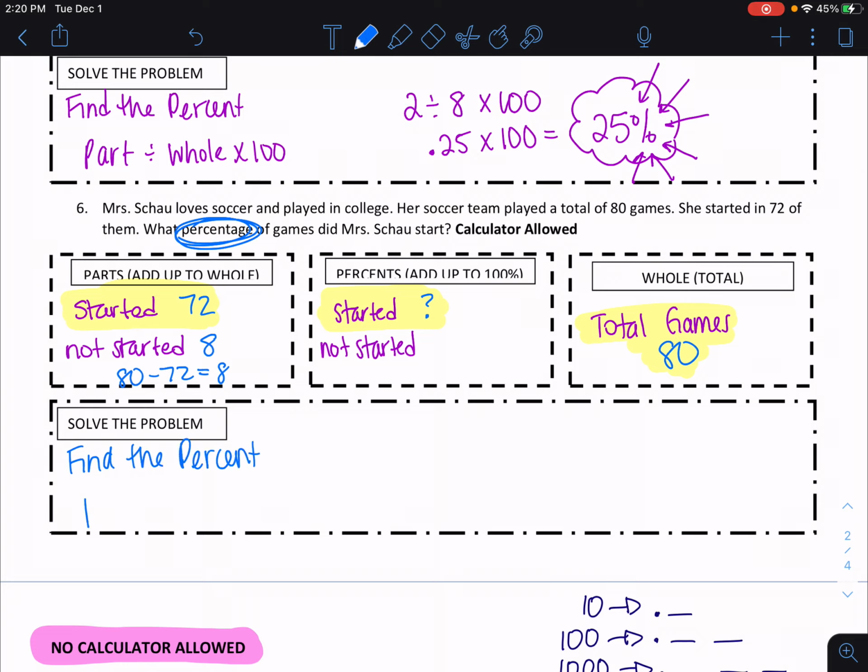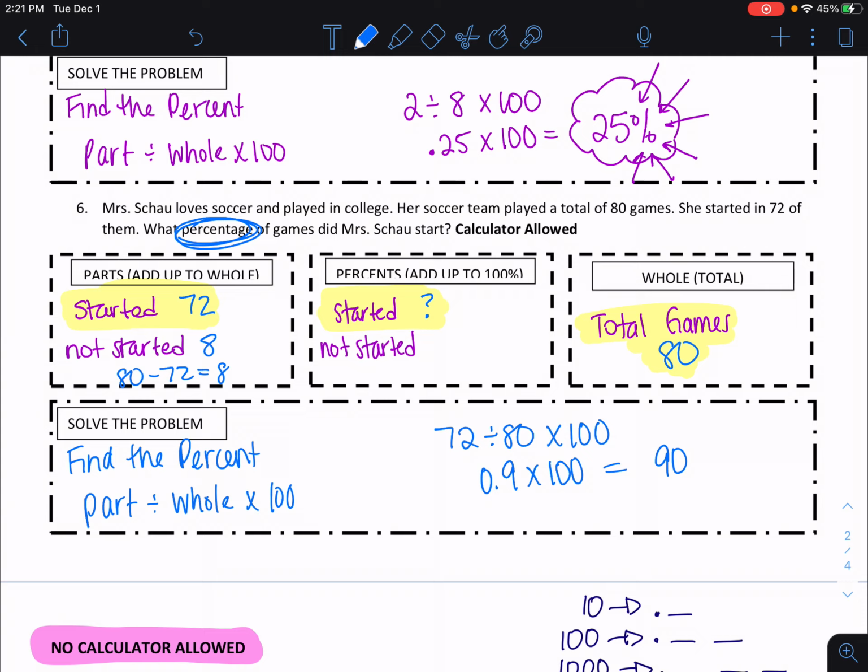To find the percent, I'm going to do part divided by whole times 100. So 72 divided by 80 times 100. You may use a calculator as long as you write this out. So 72 divided by 80 is 0.9. 0.9 times 100 is 90%.